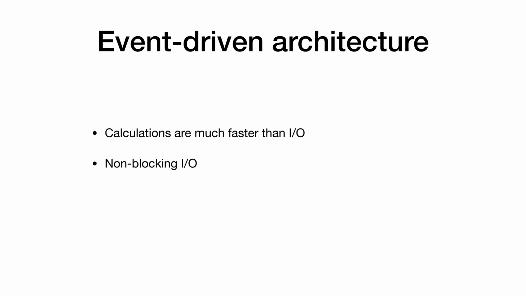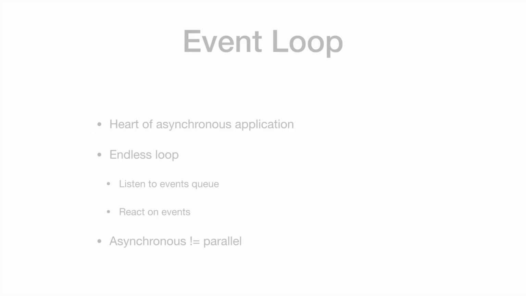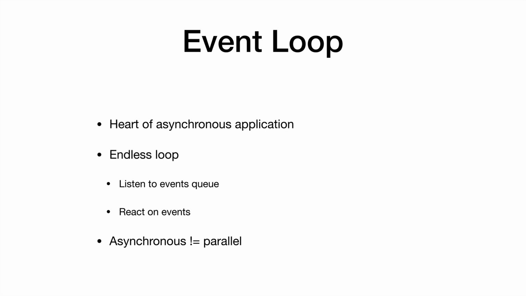How could we know that something has happened, that the task was finished? The answer is events. This is what we call event-driven architecture. We listen to certain events, and when they happen, we react to them. In our case, we deal with PHP, which runs in a single thread. So to be able to create asynchronous programs, we need an events queue. This queue is the heart of any asynchronous application. It is what we call an event loop.